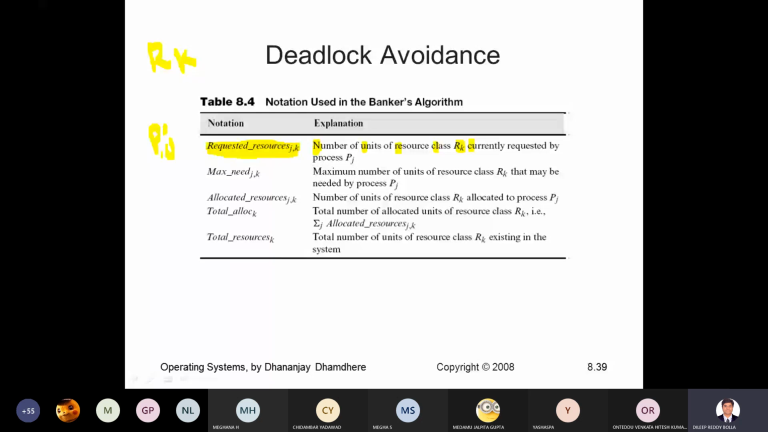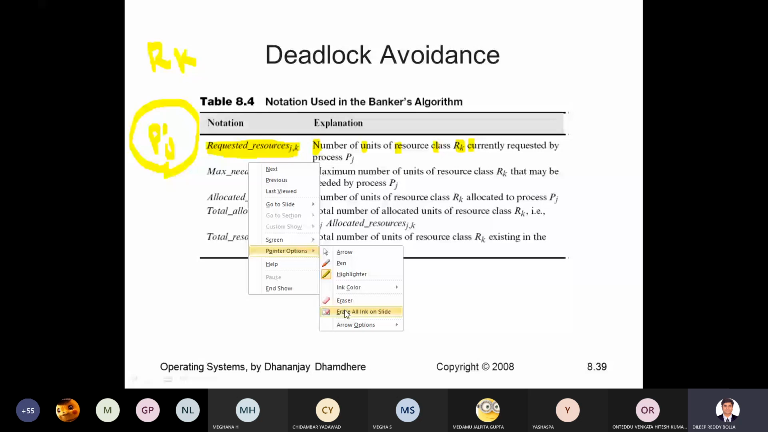Let us take any resource. For example, K means what? It cannot be only one. K can be 1, K can be 2, 3, like that. Let us assume K is one of the resources and J is one of the processes. So the number of units of the resource class RK currently requested by the process PJ. Out of this many, how many is this process PJ requesting? That is given by requested resources.